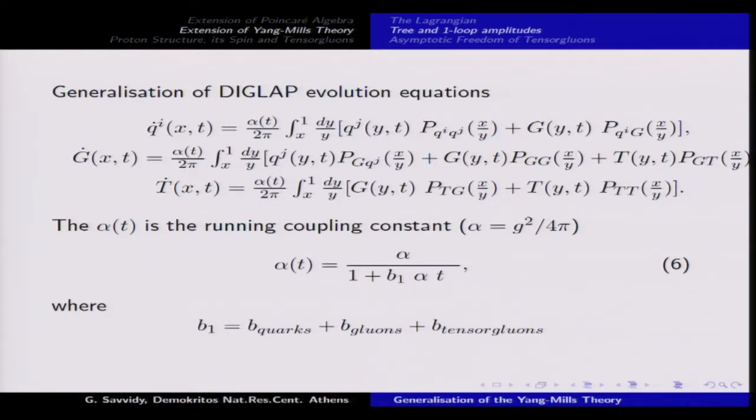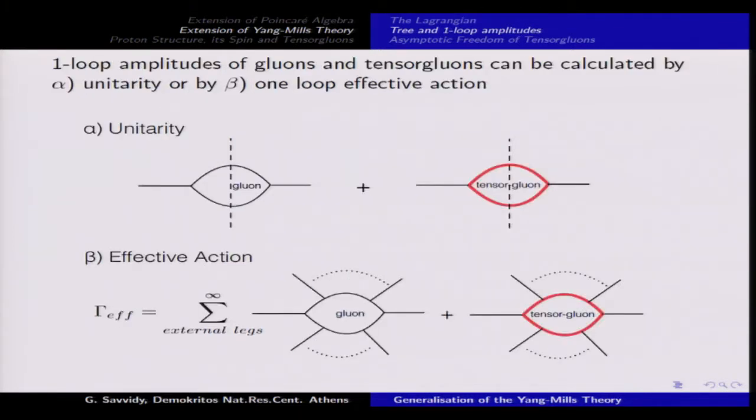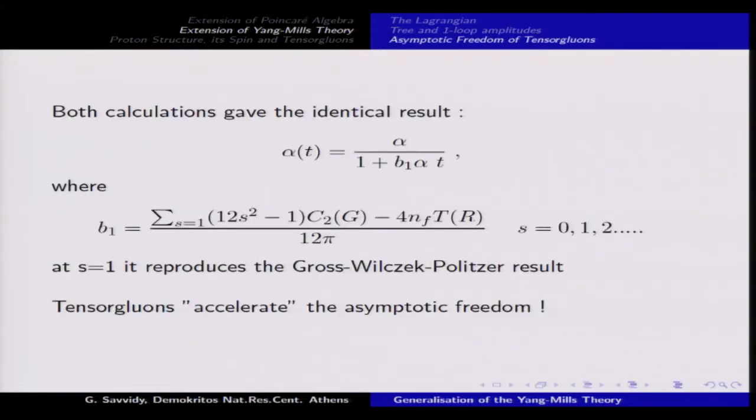Now, this means that the coupling constant here, alpha t, now has a contribution from quarks, gluons, and from tensor gluons, and we have to calculate that. That can be calculated in two different ways, completely disconnected from one another. One is the unitarity approach, when you cut the diagrams, take the two-to-three amplitudes, glue them, and then conclude what the one-loop contribution is. Or you can do it with the effective action method, which yesterday we heard about from Professor Ludwig Faddeev. And so the result is written here.